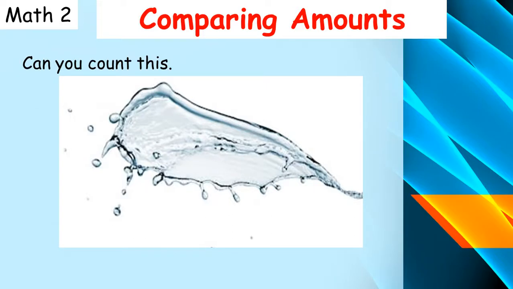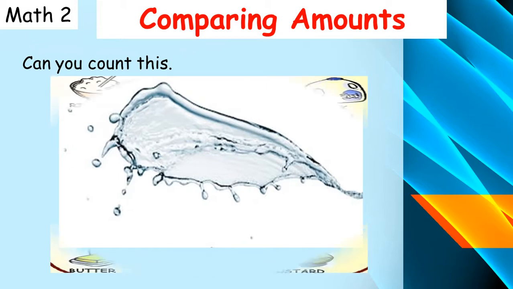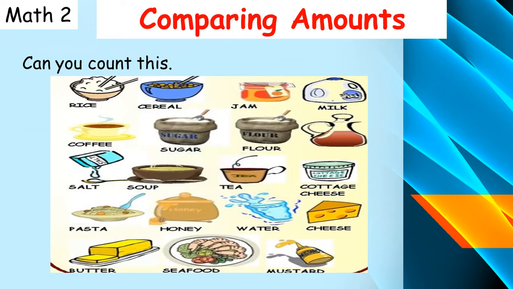Can you count this? Of course not. We cannot say 1 water, 2 waters, or even 10 waters. Water is an example of non-countable items or things. Non-countable items are items that we cannot count one by one. Examples are all liquids, rice, milk, and many more.